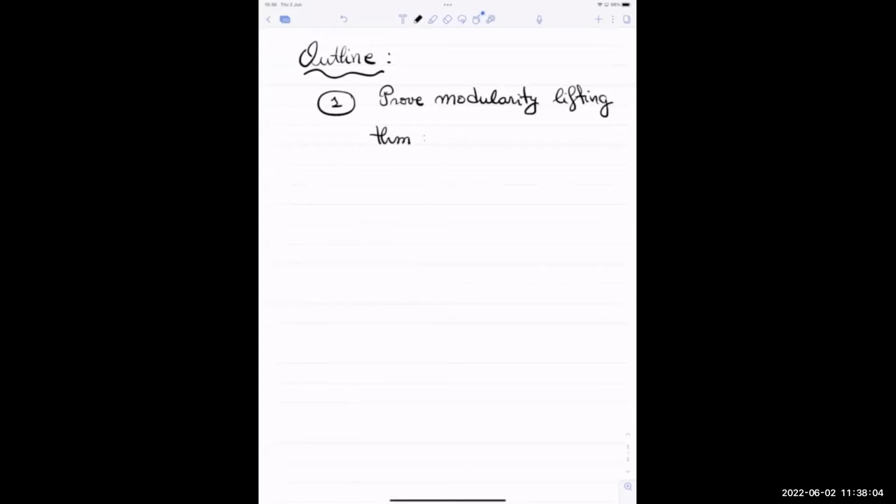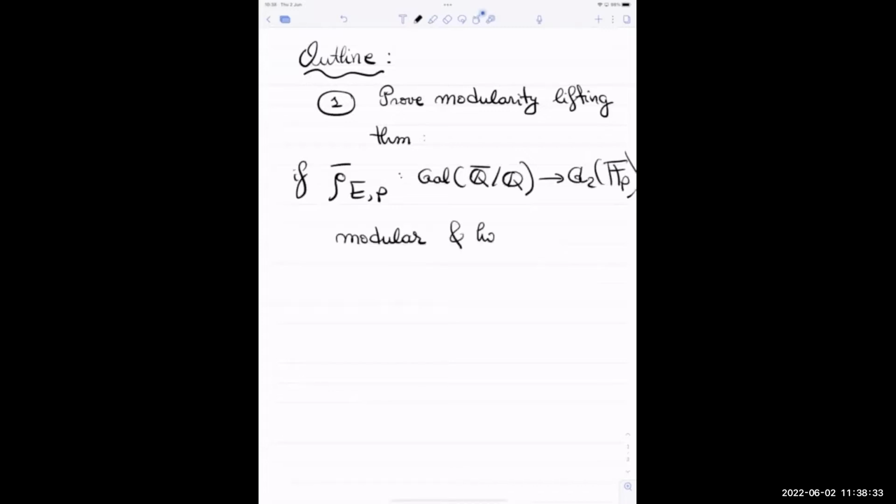So we consider rho bar E,p to be the residual Galois representation that you see on the p-torsion, just on the p-torsion of the elliptic curve. And this is valued in GL2(F_p). And you assume that this is both modular and has large image, which I'll make precise later in the talk what kind of large image one means.